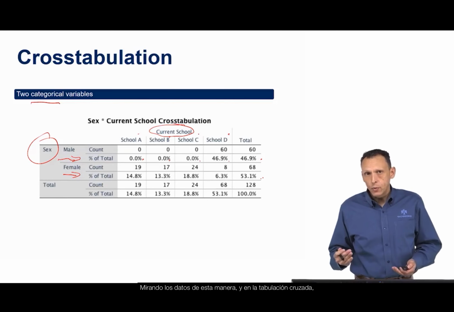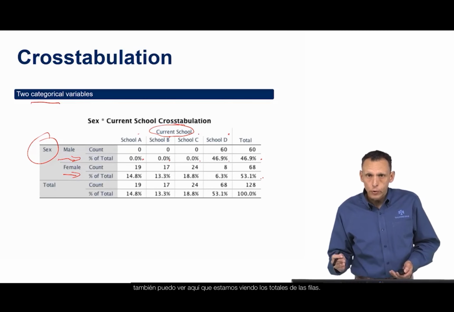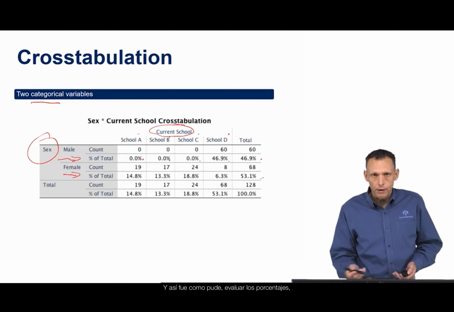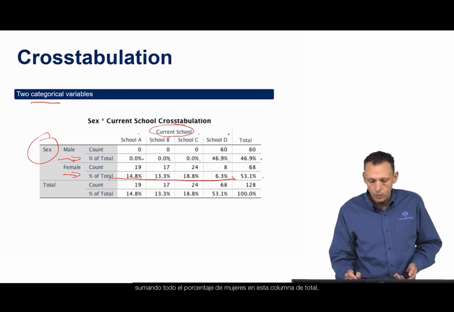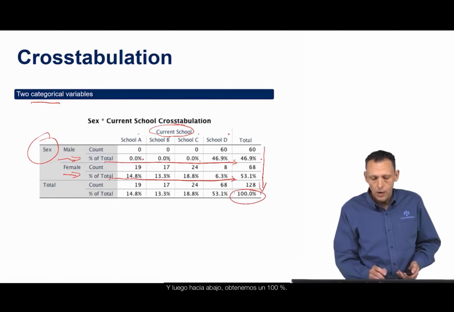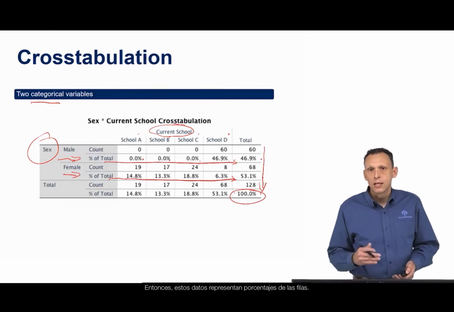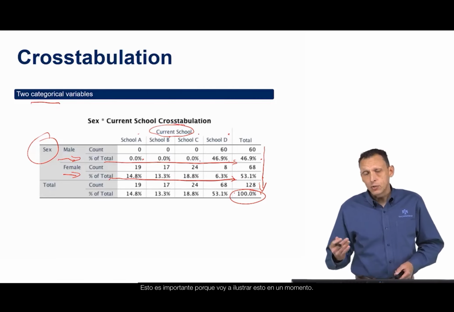Looking at the data this way in the cross tabulation, I can also see here that we're looking at row totals, and that's how I was able to evaluate the percentages, adding up all the way to the percentage of females in this total column, all the way to the total of males in this column, and then down that we get 100%. So this data is representing row percentages. This is important because I'm going to illustrate this in a moment.